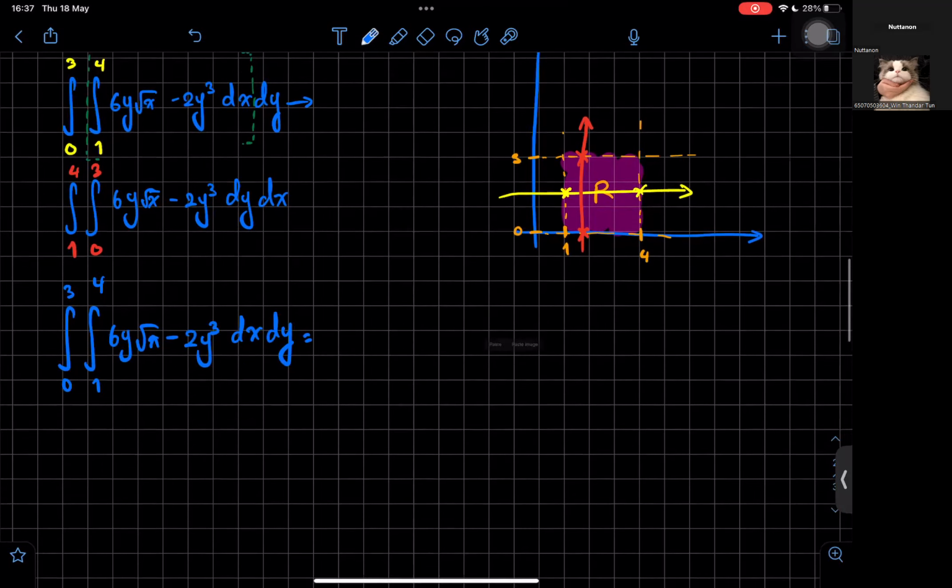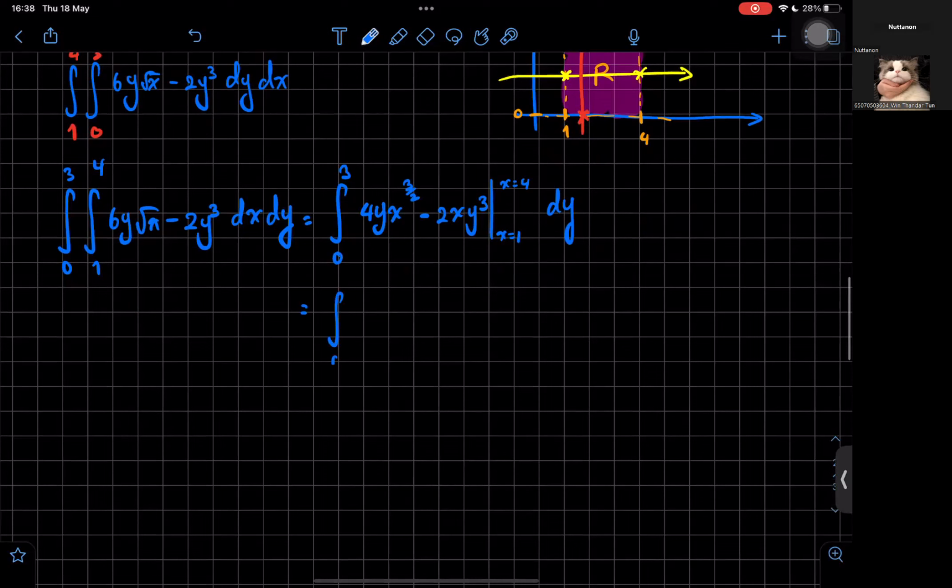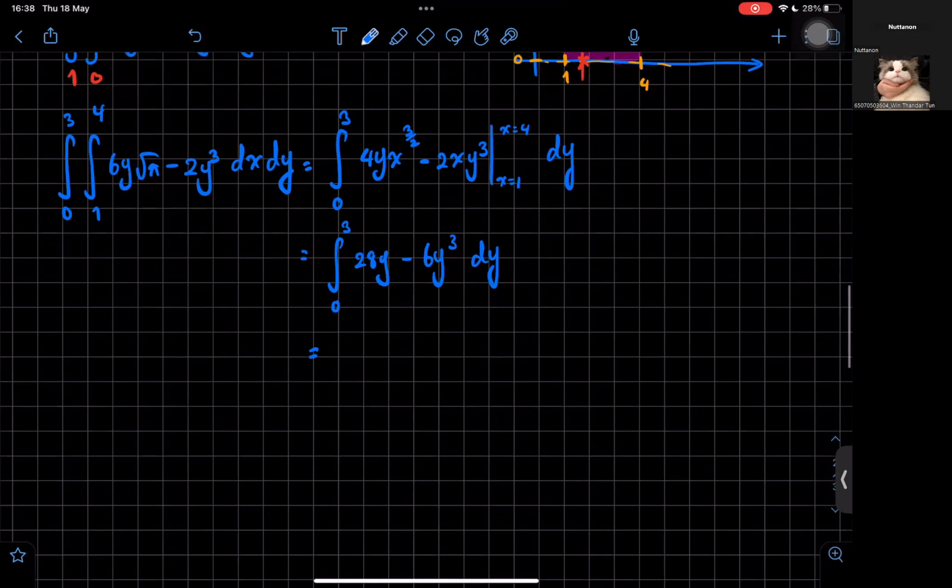So when you integrate with respect to x, this thing will become 4yx to the 3 over 2 minus 2xy cubed, evaluated from x equal to 1 to x equal to 4, dy. Then substituting x, we get 28y minus 6y cubed dy. And this equals 40y squared minus 3 over 2 y to the 4th, from y equal to 0 to y equal to 3, which will give you 9 over 2.